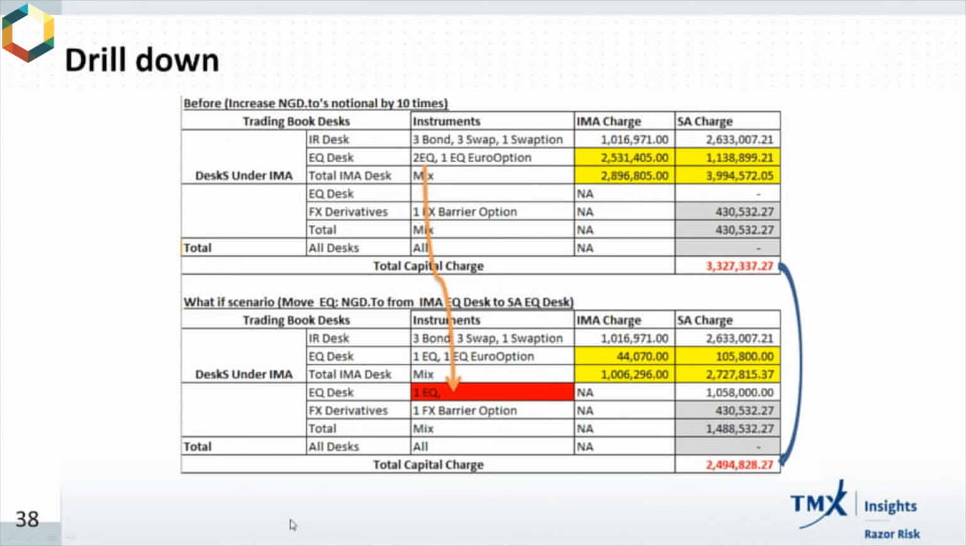So by these three tries, we can see that capital optimization can be achieved by moving trades around, but it does not always follow our instinct. It needs to consider the other positions in the trading book and the diversification effect. And we need the what-if tool to see the real impact to achieve capital optimization.